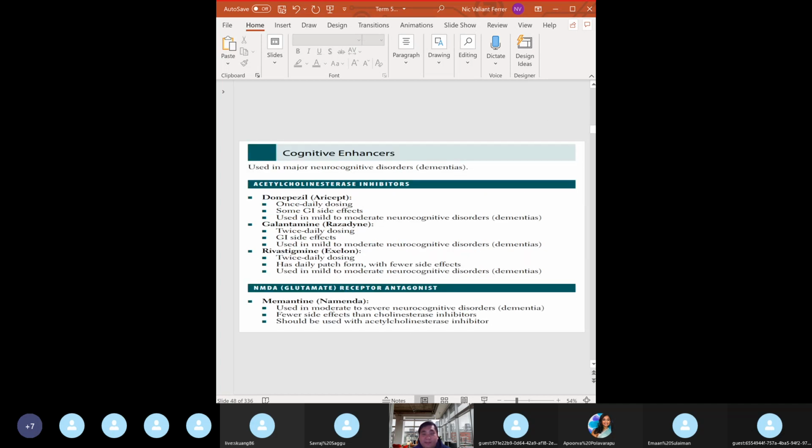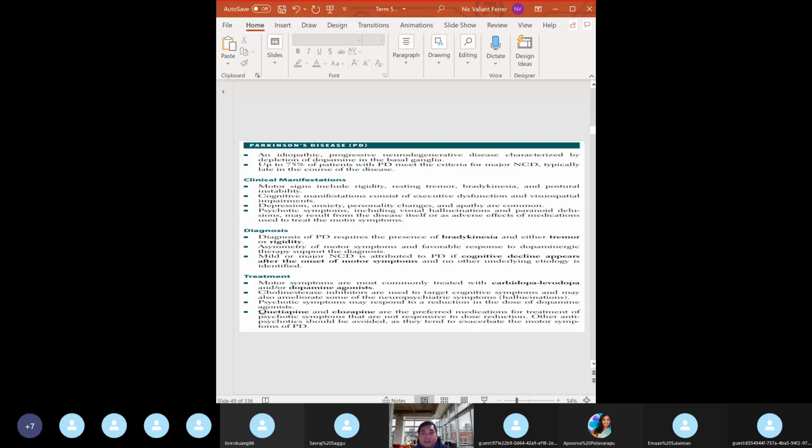So what can we give? Acetylcholinesterase inhibitors: donepezil, galantamine, rivastigmine. Donepezil has some GI side effects, same as galantamine and rivastigmine, right? So don't forget, the Alzheimer's medications, your donepezil and rivastigmine, work by reversible inhibition of acetylcholinesterase, okay? Don't forget that. You can also give memantine or Namenda. This is used in moderate to severe neurocognitive disorders. It should be used with acetylcholinesterase inhibitors.